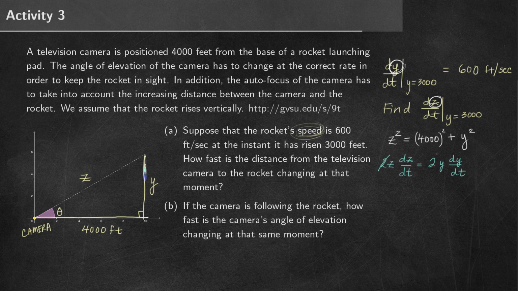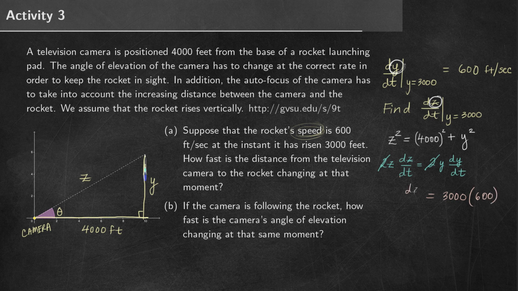Now I can divide both sides of my equation by 2, simplify it a little bit. And now we're ready for step 5, where we substitute in all of our known values. Do we know the value of z? Well, we're looking for dz/dt at the instant when y is 3,000. So I know the value of y is 3,000. And I know dy/dt is 600. That was given. So the right-hand side here is going to be easy. y is 3,000 and dy/dt is 600.